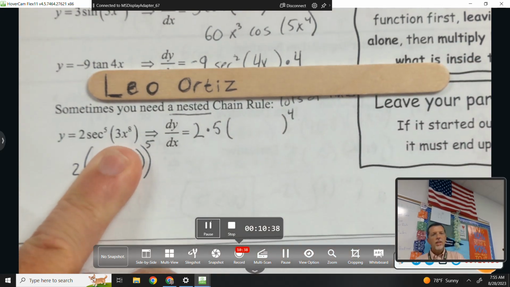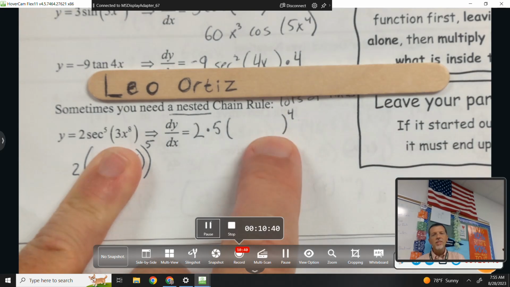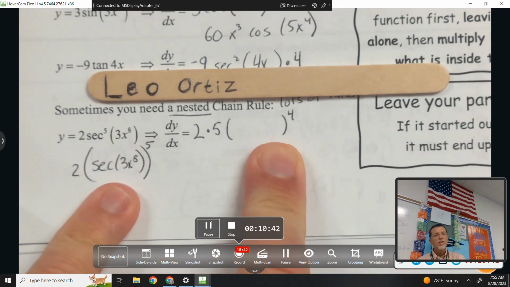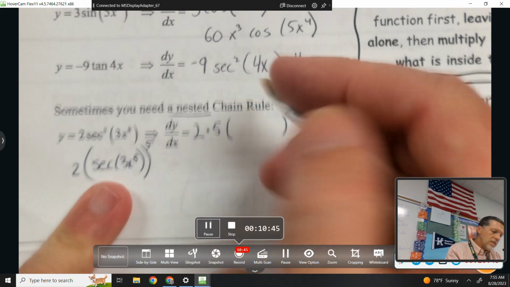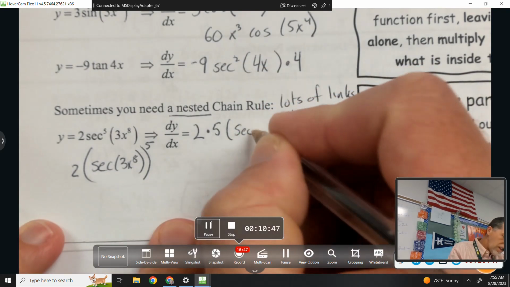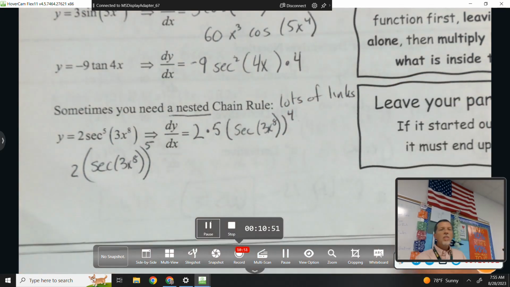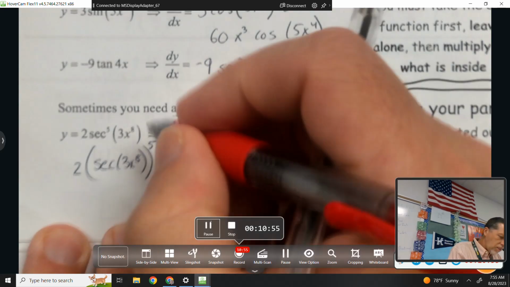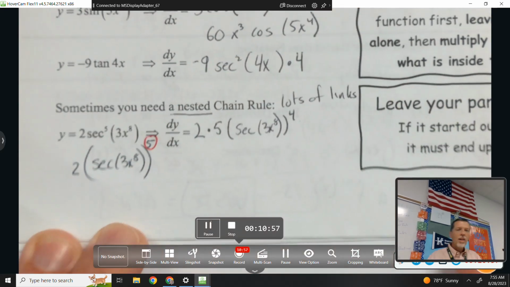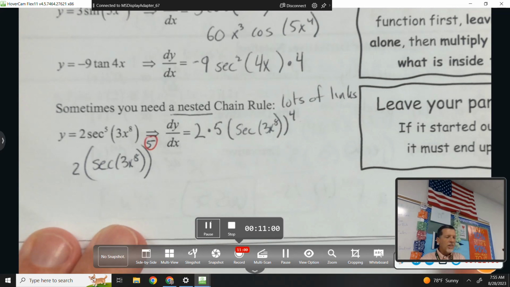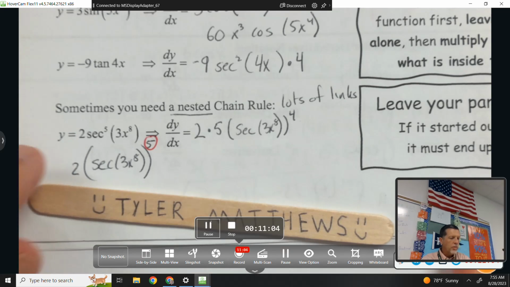And then last question, what goes on the inside here of this parentheses? This secant. Yep, secant of 3x to the 8th. One layer at a time. Okay, so I took care of the 5. My next layer down is, you tell me, what's my next thing to handle?